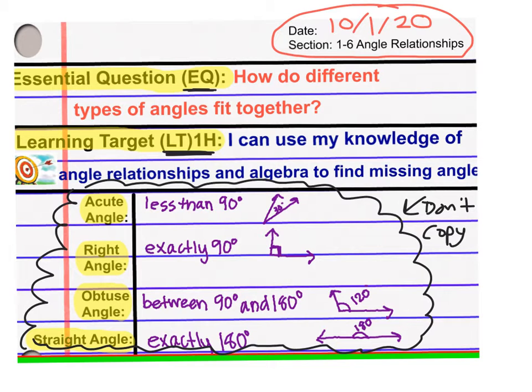But just as a refresher: acute is less than 90, a right angle is exactly 90 and has the little box, an obtuse angle is between 90 and 180, and a straight angle is a line, and it's exactly 180 degrees.